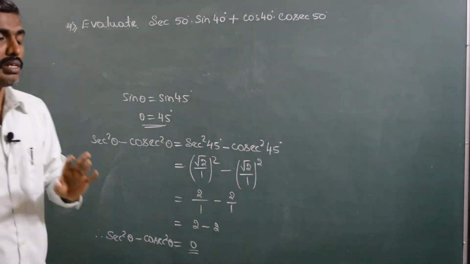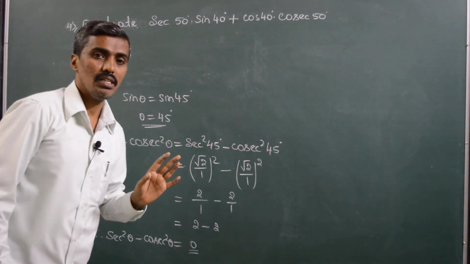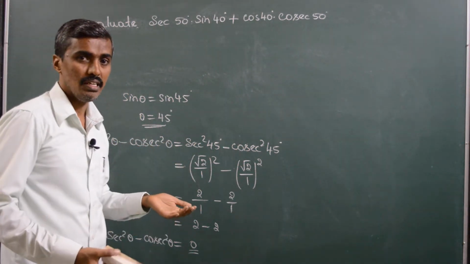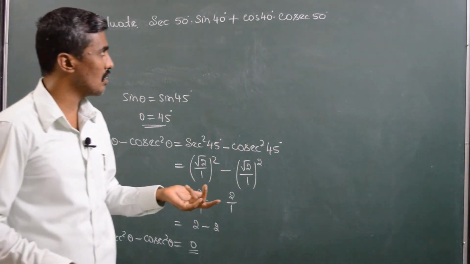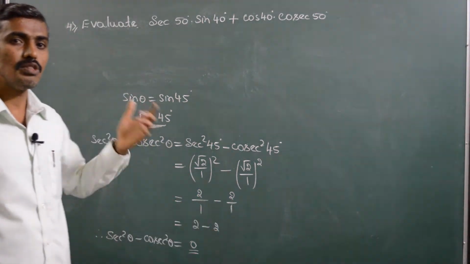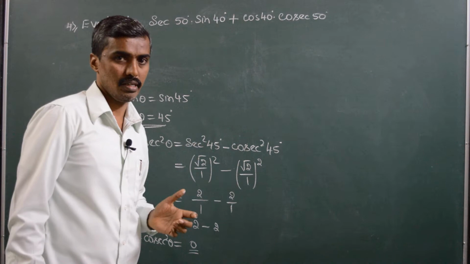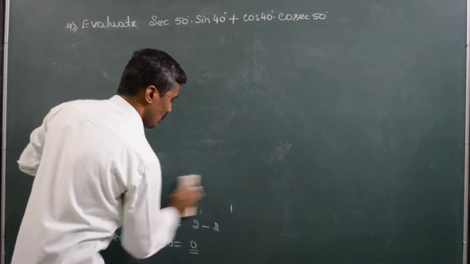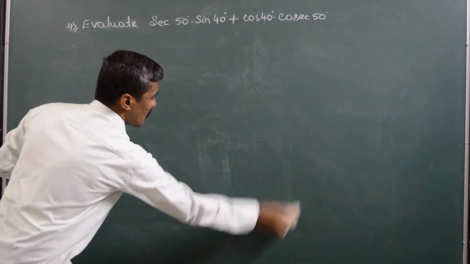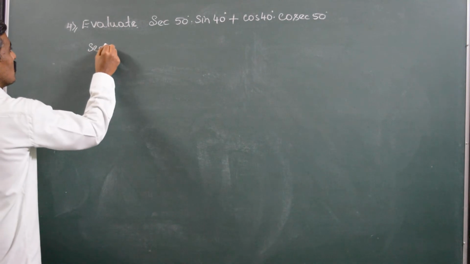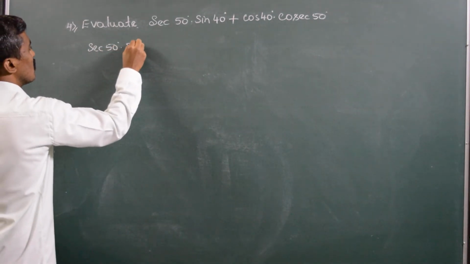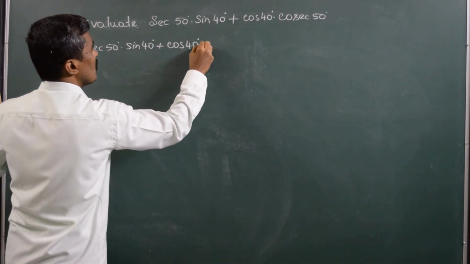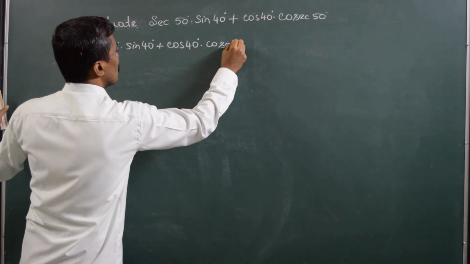But 50 degree and 40 degree are not standard angles, because we don't know the value of sin 40 degree or secant 50 degree, cos 40 degree and cosecant 50 degree. Therefore this problem is related to complementary angles. Okay. In complementary angles, it is very important. So I will take the given sum, then we will discuss. Secant 50 degree into sin 40 degree plus cos 40 degree into cosecant 50 degree.